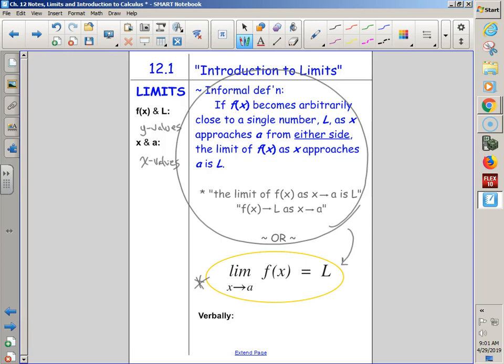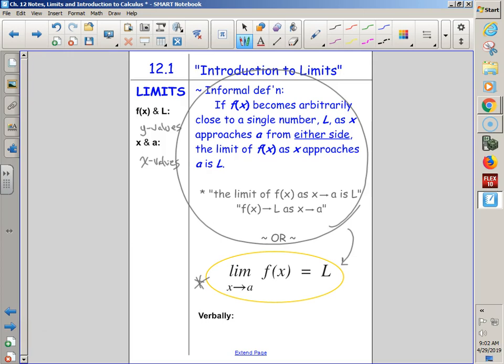So when you see a lim with an x arrow a underneath it and then f of x equals L, what I mean is, oh, hey, you know what? The limit of f of x as x approaches a is L. The words are right up above. The verbal way of translating this statement is right up above. This is the notation. So here's the longer, and then here's the shorter, and here's the shortest way of notating this idea that as x approaches a, f of x gets arbitrarily closer and closer to a number L.